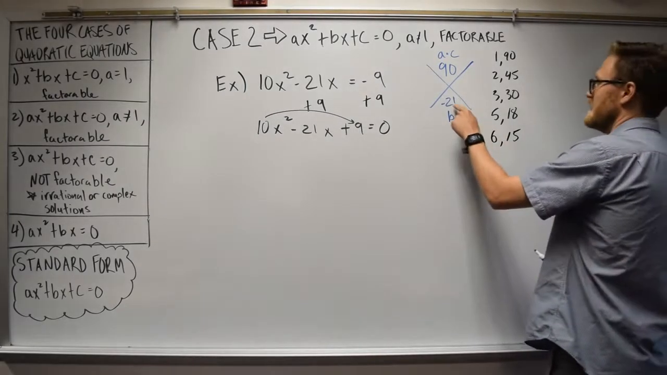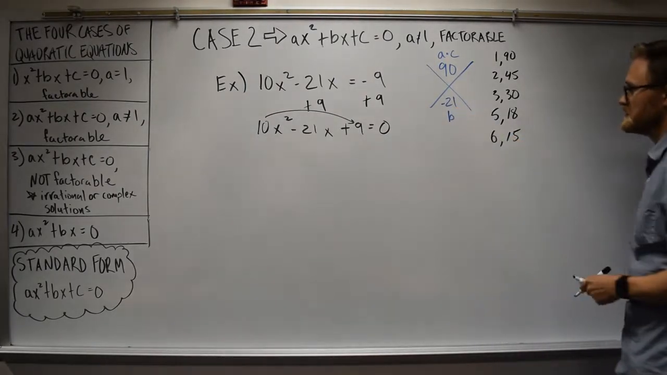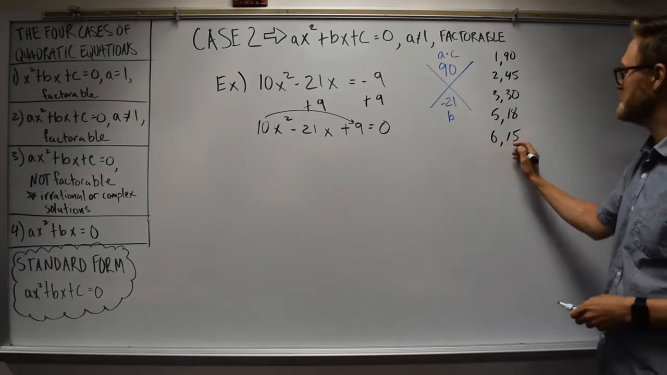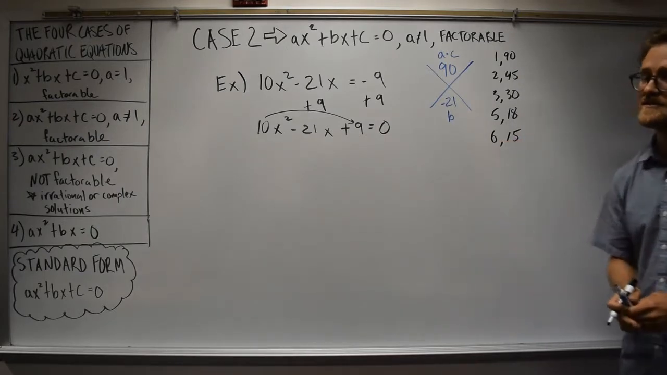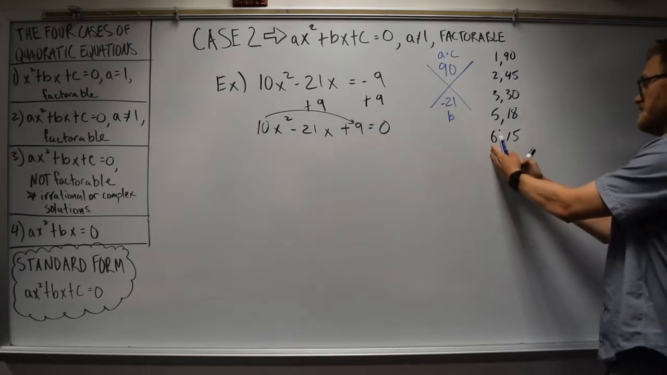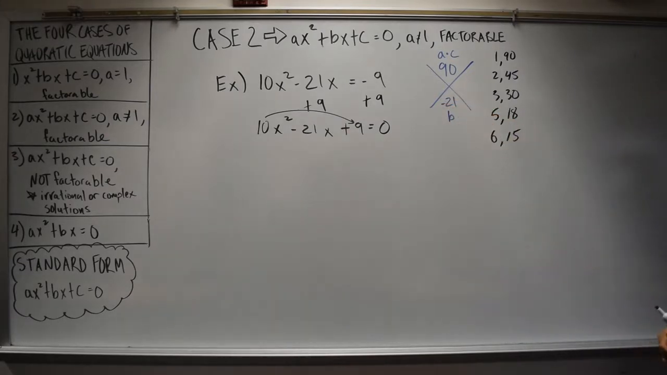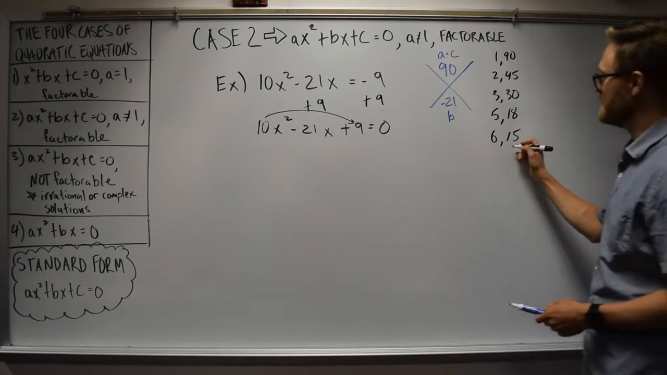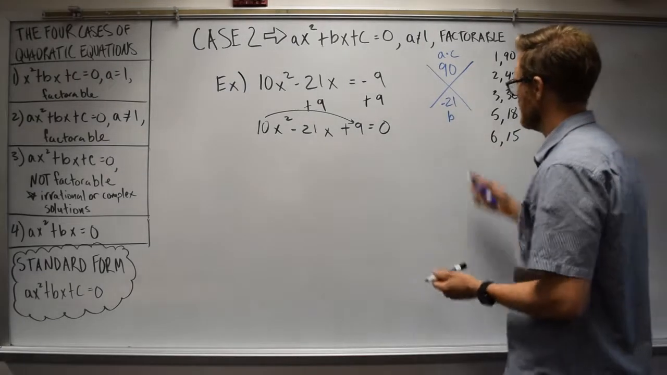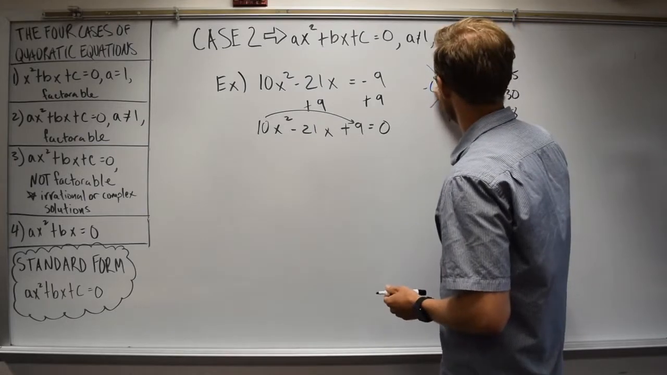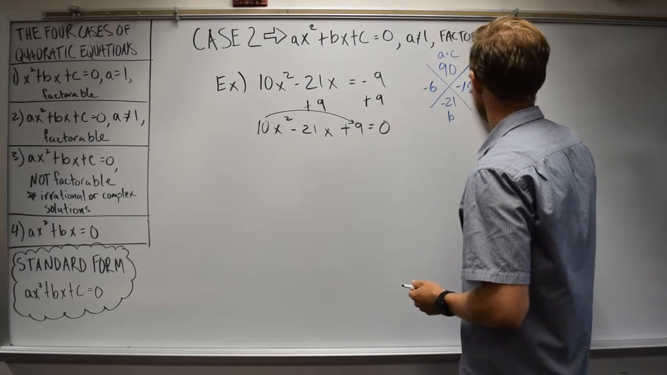But we want it to add up to negative 21. So it's perfectly okay to use the negative values of these integers. You could also do one negative, one positive to try and make a sum of whatever the B term is. So 6 and 15, it doesn't matter the order you write those. I'm going to write it as negative 6 and negative 15.